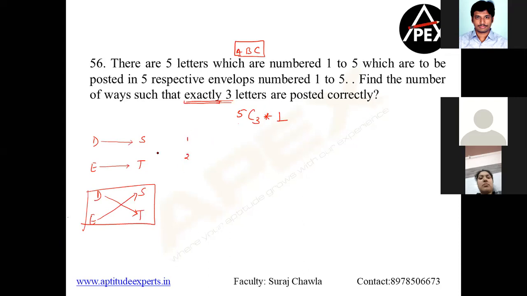Let us change the numbers. Let us say the envelopes are 1, 2, 3, 4, 5. Now the logic is simple. A, B, C are correct. Then D should not go in 4. So I'm writing D here and E here. This is only one case.